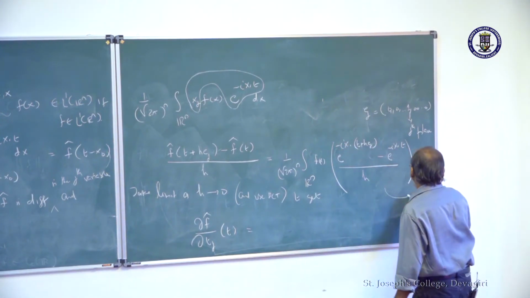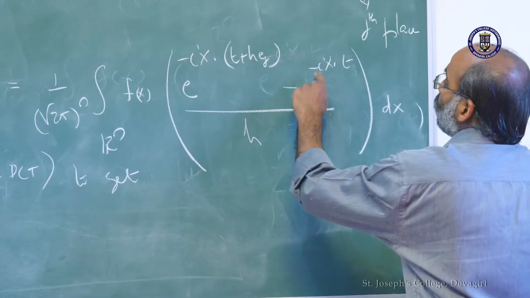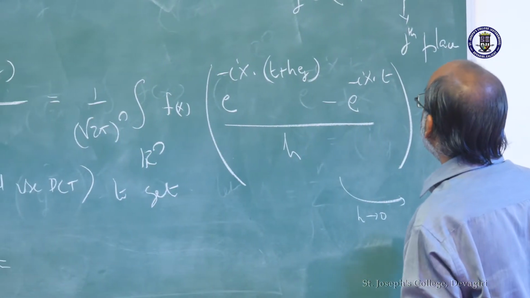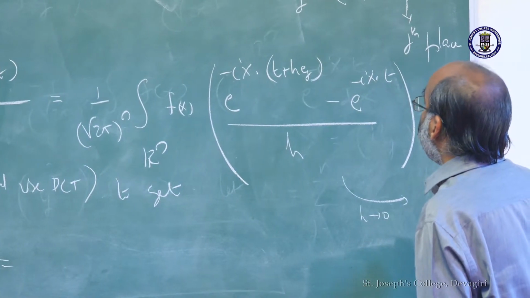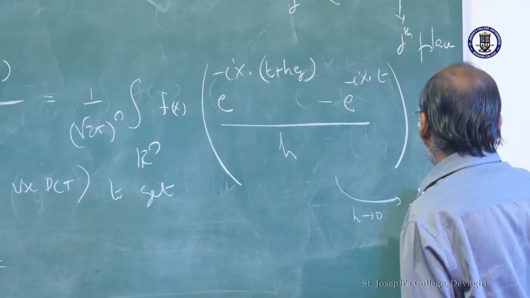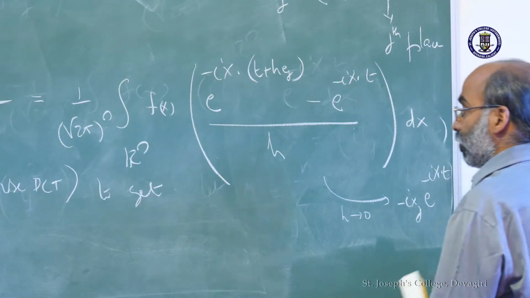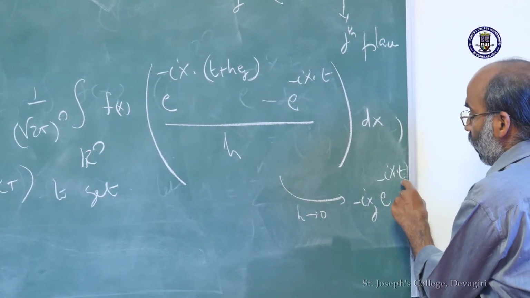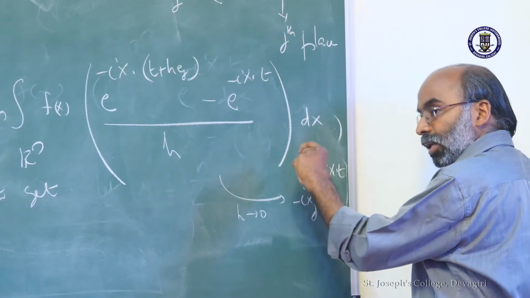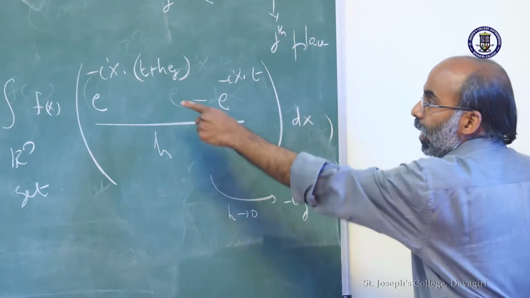So, as h goes to 0 this will go to the jth derivative of e to the minus i x dot t. So what is that? It would be minus i xj e to the minus i x dot t. Remember x dot t is x1 t1 plus x2 t2 and so on up to xn tn. The jth term will be simply xj tj. So if I differentiate with respect to tj, I will get the xj down. There is a minus sign.